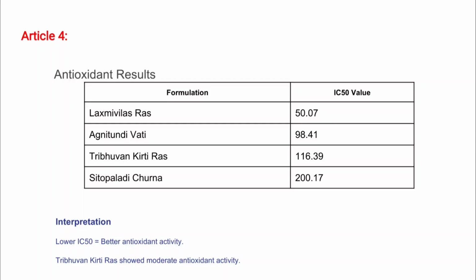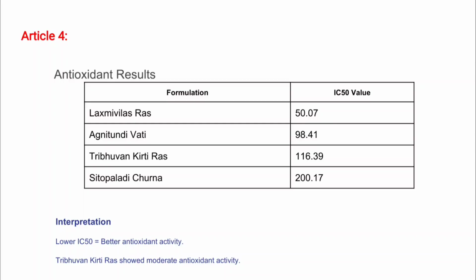Here the interpretation of this result: the study suggests best antioxidant activity in Lakshmi Vilas Ras, moderate antioxidant activity in Tribhuvan Kirti Ras and Agnitundi Ras, and comparatively lower in Sitopaladi Churna. The study scientifically supports that the classical Ayurvedic formulations naturally contain antioxidant properties. Their therapeutic effects may partly occur due to free radical scavenging and reduction of oxidative stress.